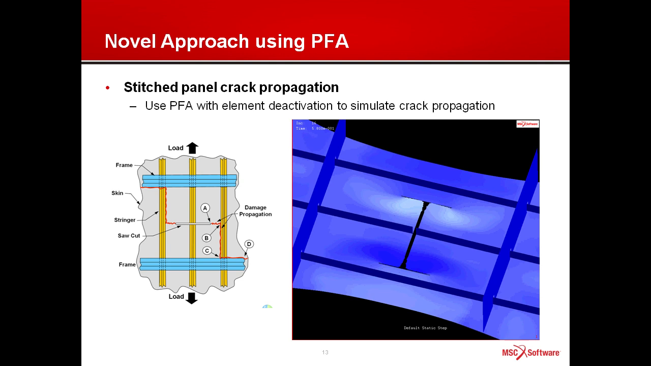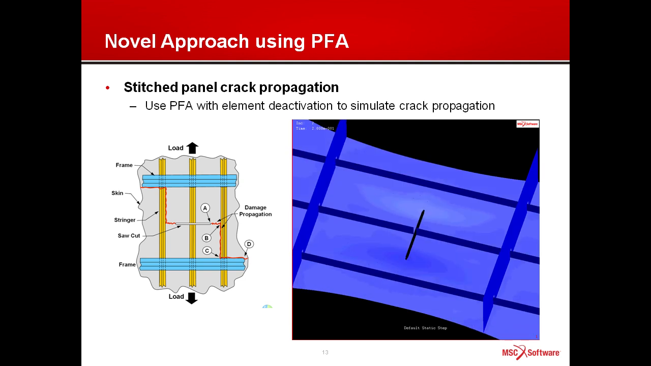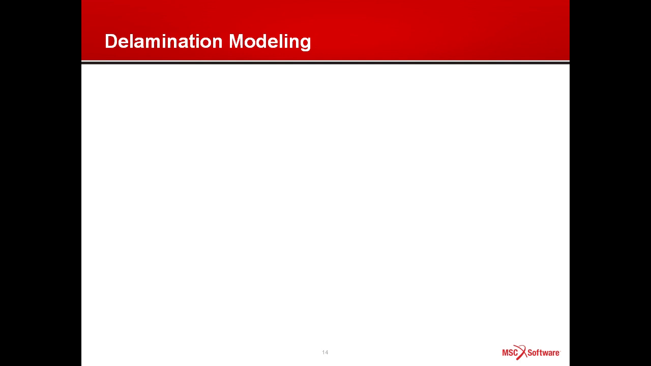Try it one more time. Again, what appears to be a cracked front is actually small composite elements being failed progressively and deactivated. Okay, that was a very good application of progressive failure analysis. Let's move on to delamination modeling.